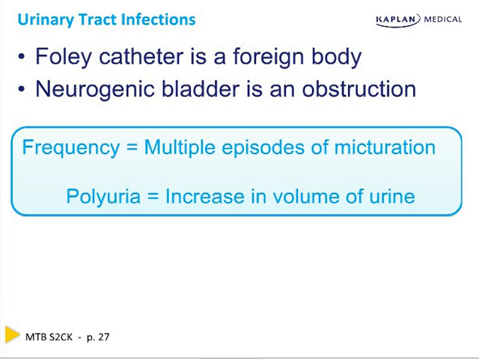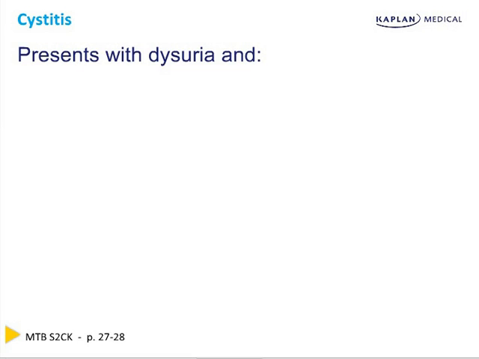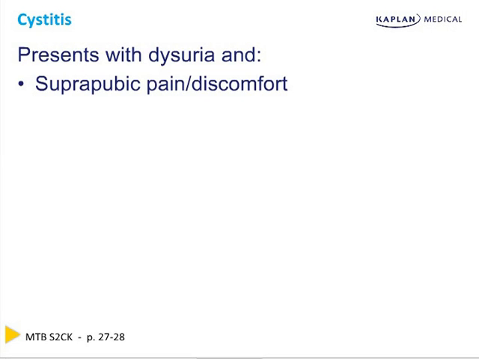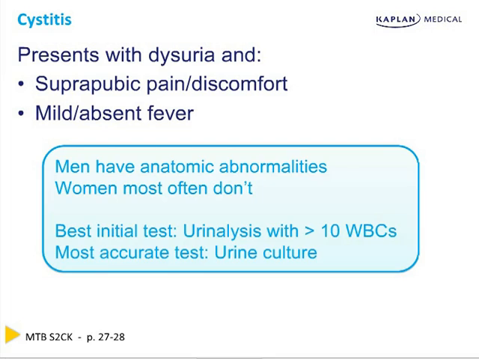Frequency means multiple episodes of urination, of micturition. Polyuria means an increased volume. So diabetes mellitus and diabetes insipidus give polyuria. Urinary tract infections and urethritis give frequency. In cystitis, you present with dysuria and suprapubic pain or discomfort and the absence of fever or just a little mild fever. Now, men have anatomic abnormalities in almost all cases.